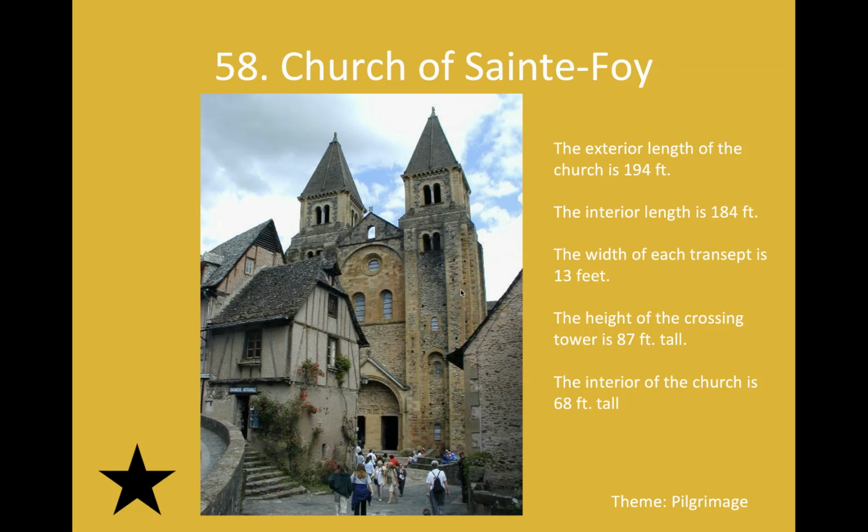And so we'll look at that in a second. What's really cool is the height of the crossing, where that cross happens. It's 87 feet tall. So you deal with a really beautiful soaring roof line inside this church. And the interior of the church, with the exception of that crossing, is 68 feet. So when we talk about this, we're looking at a lot of really important things that are going on with this church.